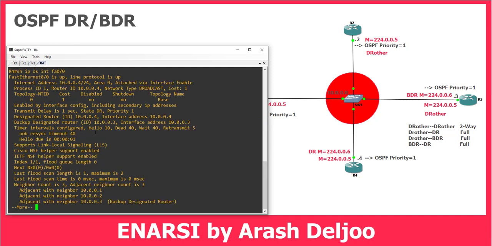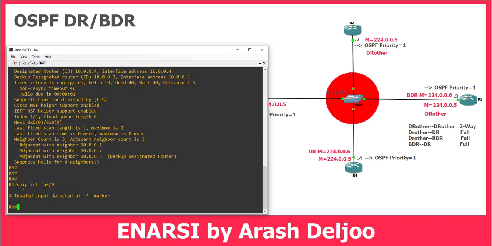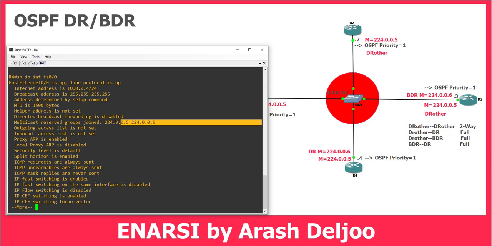And also in router 4, show ip interface FastEthernet 0/0. As you can see, we again have two IP addresses. Why? Because this is the DR.